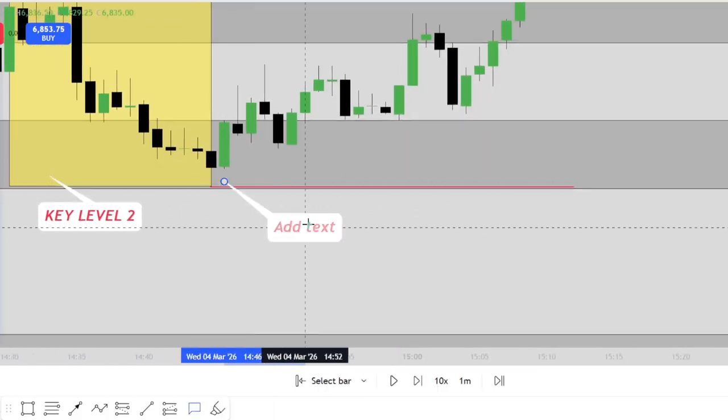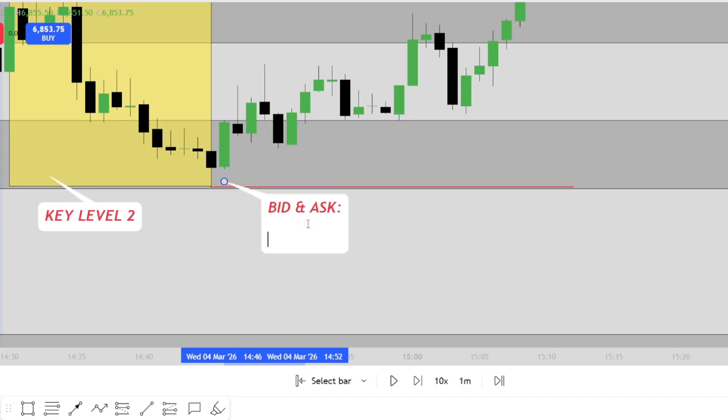Footprint charts come down to two numbers. You have the bid and you have the ask. Now, what does the bid represent? These are aggressive sellers. And what does the ask represent? Well, these are aggressive buyers.